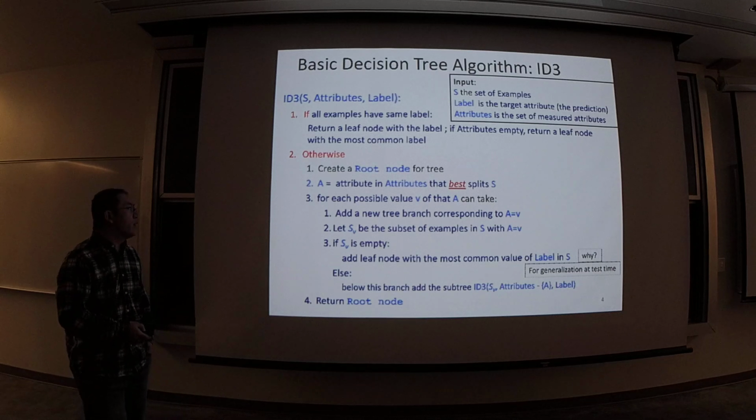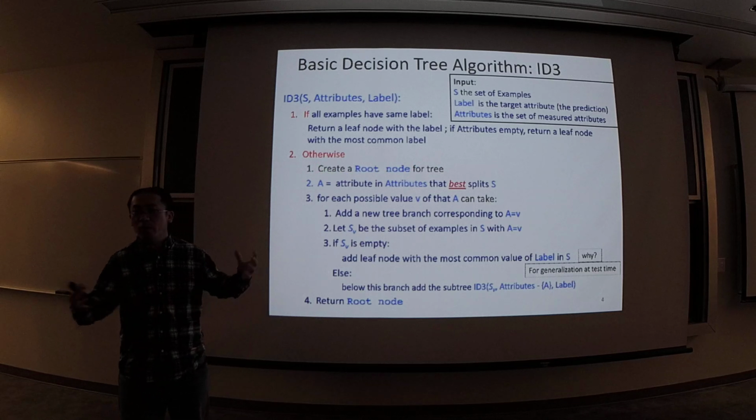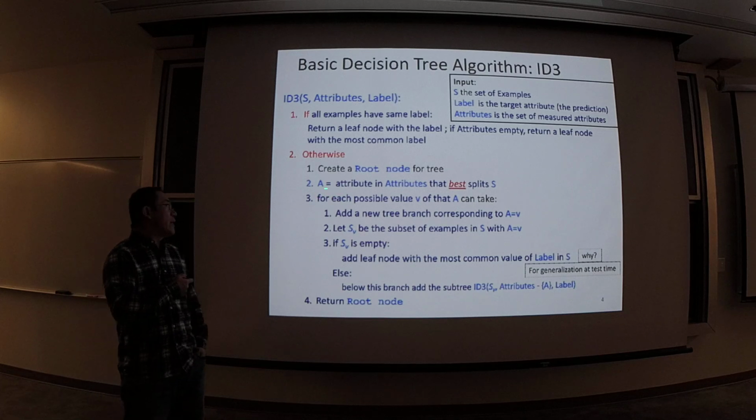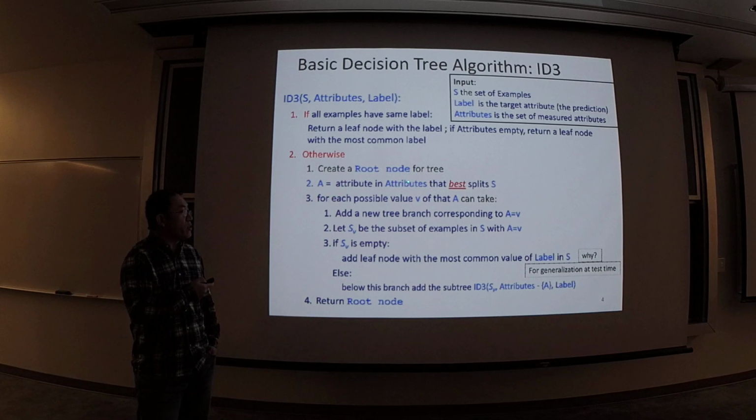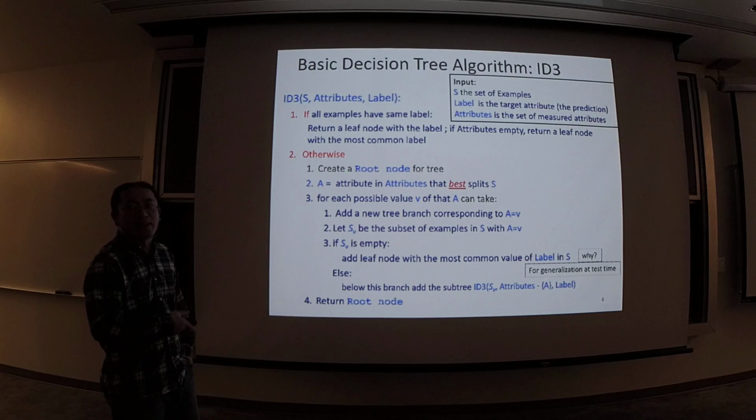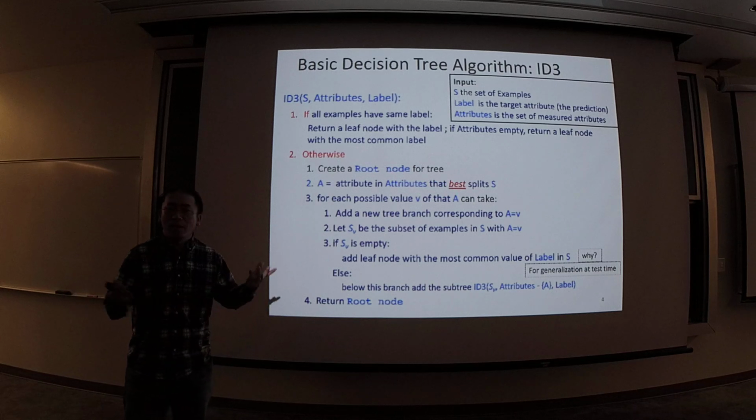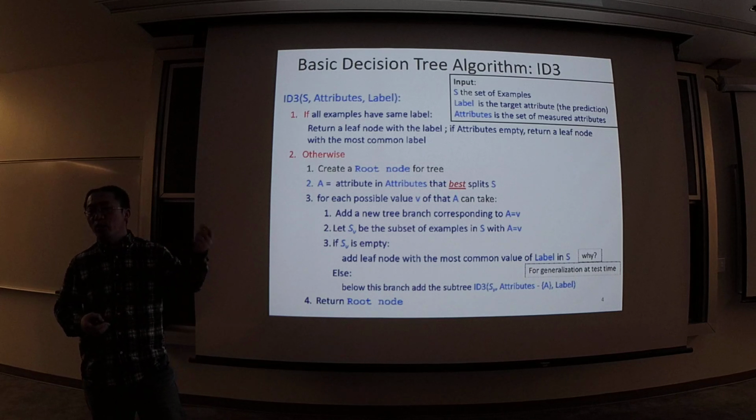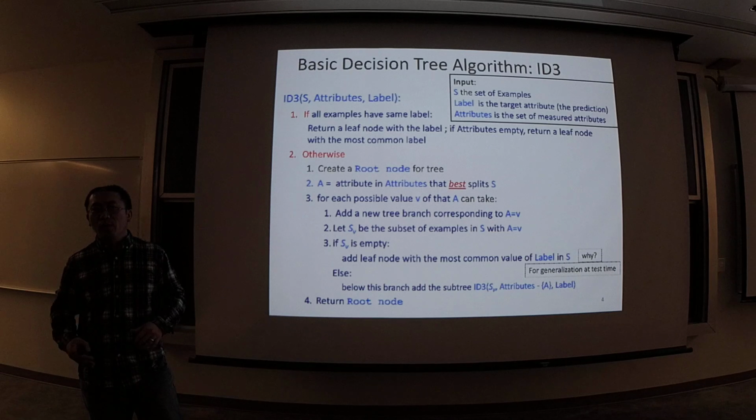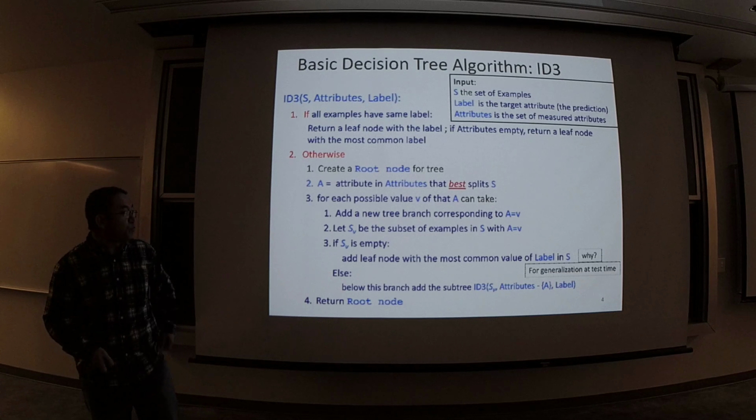How can we do that? First, create a root node for the tree. The tree could be the current tree, or it could be a subtree. Then we go through each attribute in the current set of attributes and find the attribute that best splits the current set S. As we mentioned before, best split means that when I use this feature to split the data set, the split data sets are purer than using any other feature.